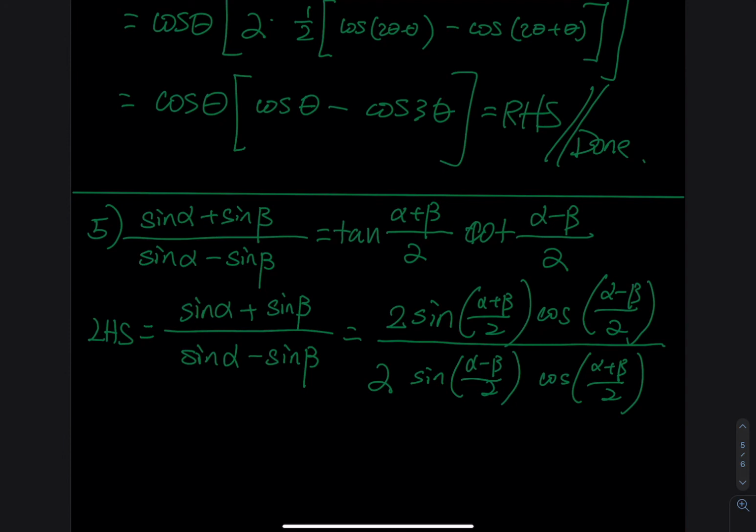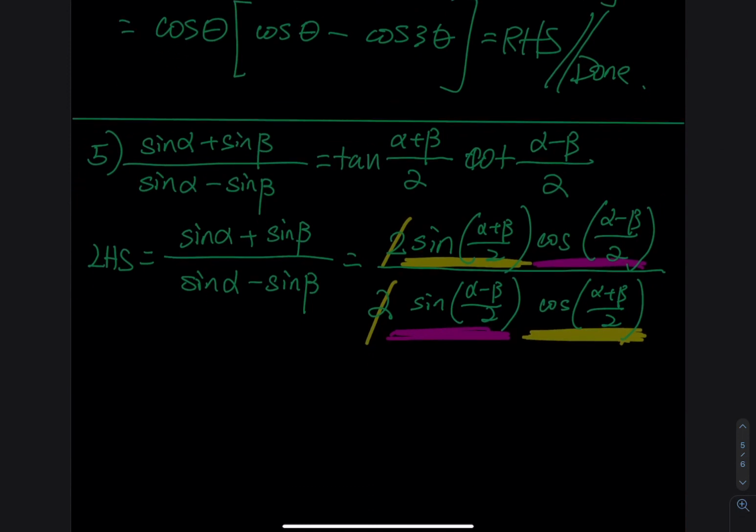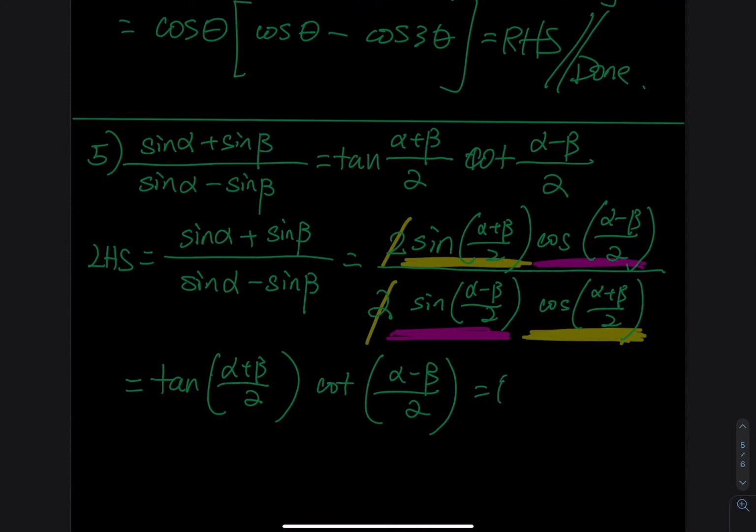So first of all, you get rid of the 2, right? And then the next step is I am going to get the tangent. So taking this sine divided by this cosine, we have a tangent. And then we take this cosine divided by this sine, we have a cotangent. So therefore, that is equal to tangent of alpha plus beta divided by 2 times cotangent of alpha minus beta divided by 2. So that is equal to the right hand side. And then the job is done.